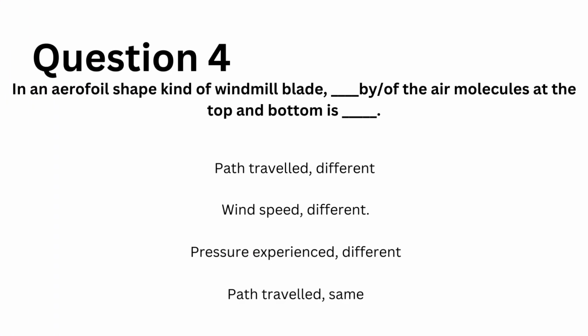Question 4. In an aerofoil shape kind of windmill blade, the path of the air molecules at the top and bottom is dash. Options: path traveled different, wind speed different, pressure experienced different, path traveled same. And the right answer is: path traveled different, wind speed different, and pressure experienced different.